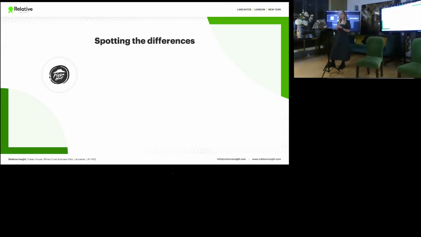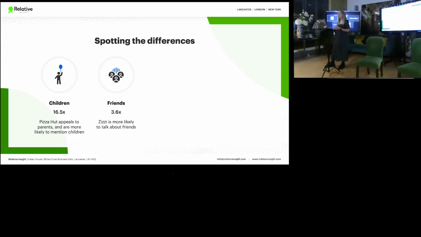So Pizza Hut is trying to appeal to parents, and they are 16.5 times more likely to mention children than the other brands. Zizzi's is more likely to talk about friends, and Prezzo is 3.4 times more likely to mention the word family, and this sense of family occasion. So what strikes me about this is that Pizza Hut are trying to appeal to parents and mention children, but it's actually Prezzo who are more likely to mention family.